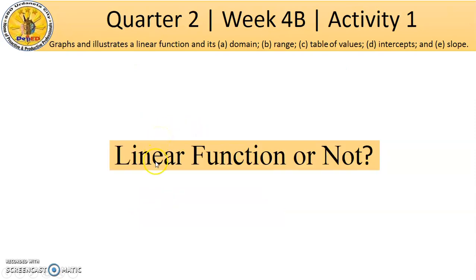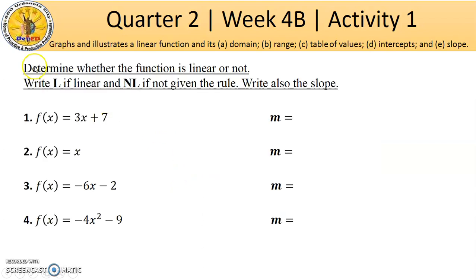It is entitled Linear Function or Not. Determine whether the function is linear or not. Write L if linear and NL if not, given the rule. Write also the slope. So for number 1, f of x is equal to 3x plus 7.